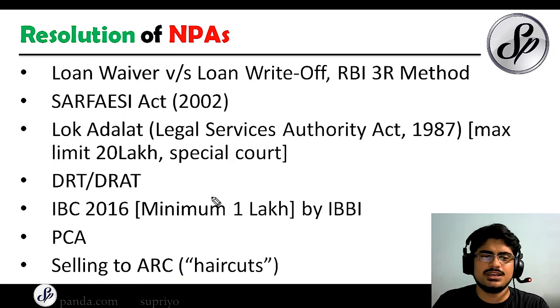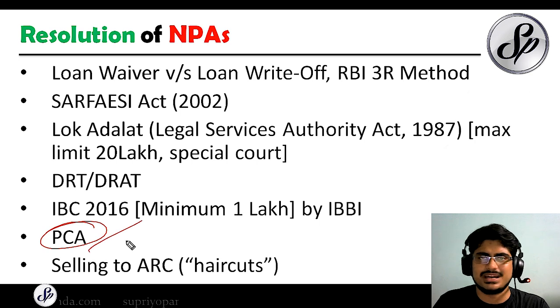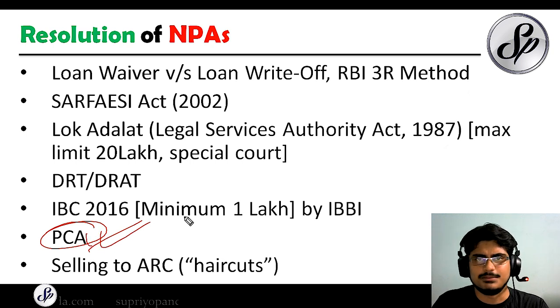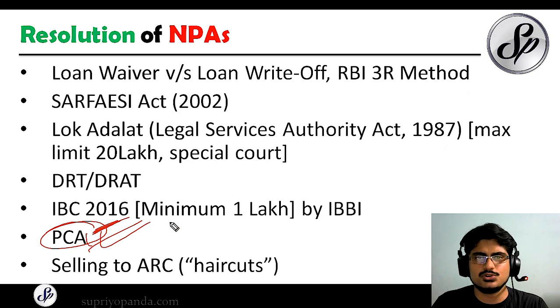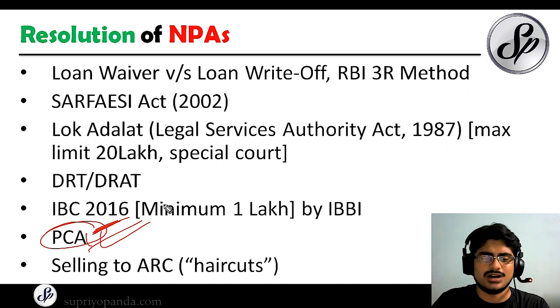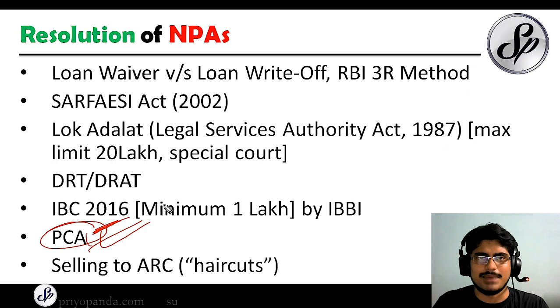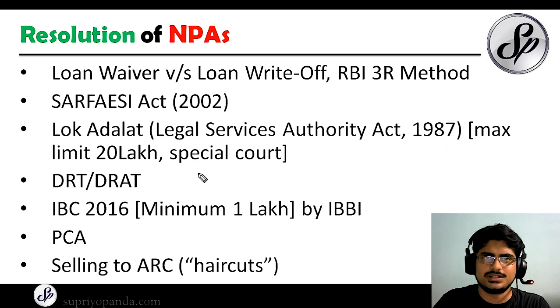And then we have something called the PCA, or the Prompt Corrective Action. While covering the Basel norms, if you want coverage of the PCA, let me know, I might cover it in the Basel norms. So basically just remember that the PCA is used to keep the banks on track, so the RBI can ensure that the banks are not going out of line and they are following all the different norms that the RBI has prescribed. So that is what the PCA is for.